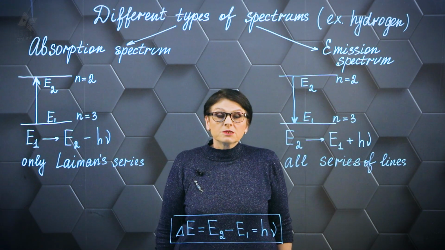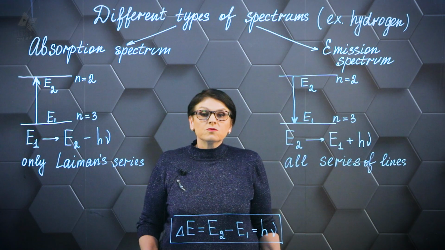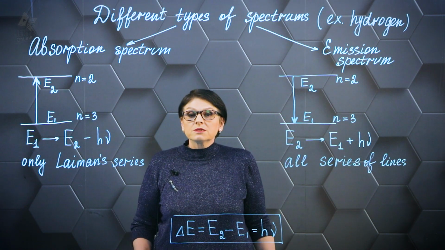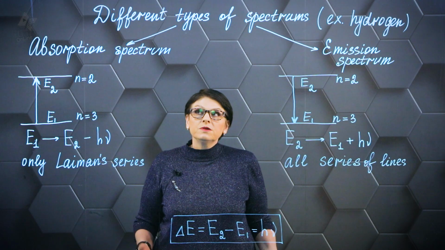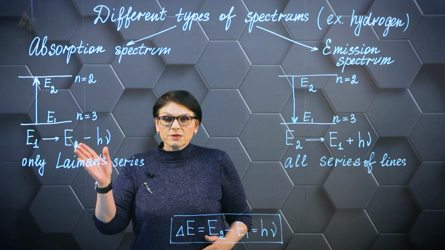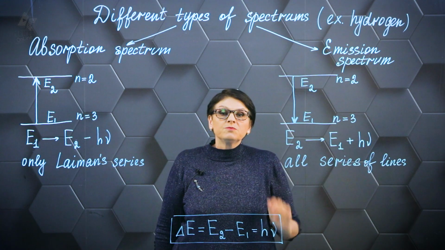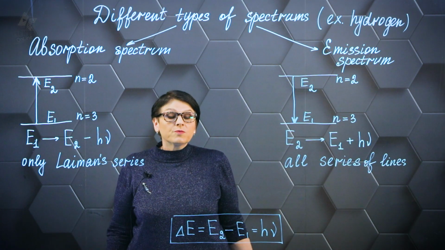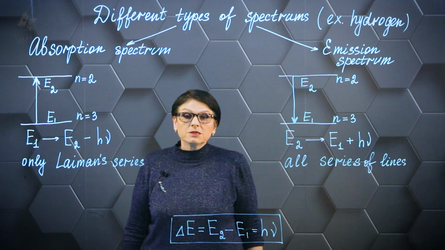But when we talk about the hydrogen atom, we will find out that spectra come in other kinds. For example, it depends on what kind of spectrum we want to get. Either we get an absorption spectrum or we get an emission spectrum. In this case, we need to understand what is going on in each of these examples.